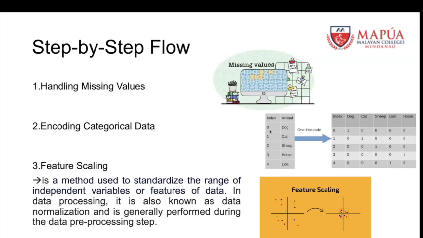So again, sensors fail, humans skip fields, the system malfunctions. So there will be missing values that are common and can break models. In encoding categorical data, we can change the status, for example, normal is 0, warning is 1, critical is 2. So when we encode, instead of using words, we can use numbers. Machine learning algorithms like KNN, SVM, or gradient descent-based models are sensitive to value scales. Therefore, we need to use feature scaling.